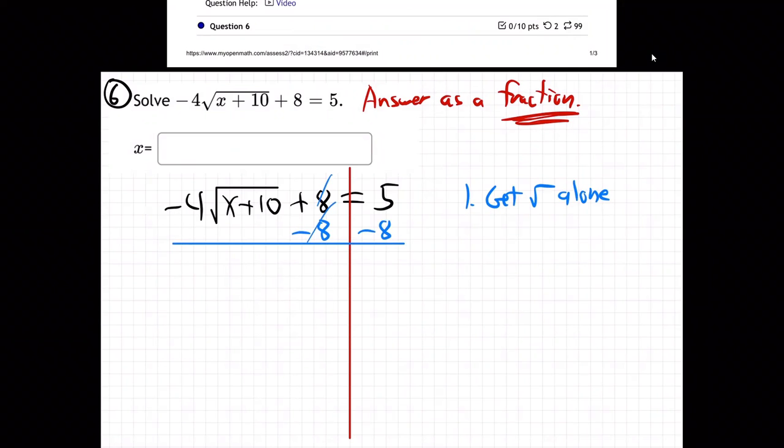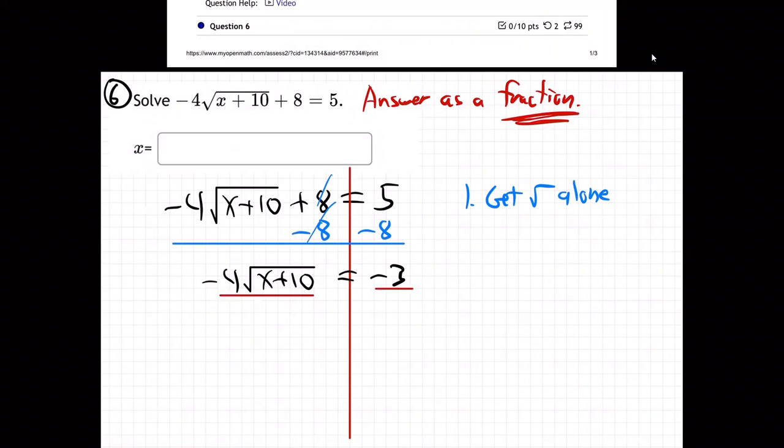And so what do we get? Minus 4 square root of x plus 10 is minus 3. So we're trying to get the root alone. One more step, we got to divide by that -4, don't we?